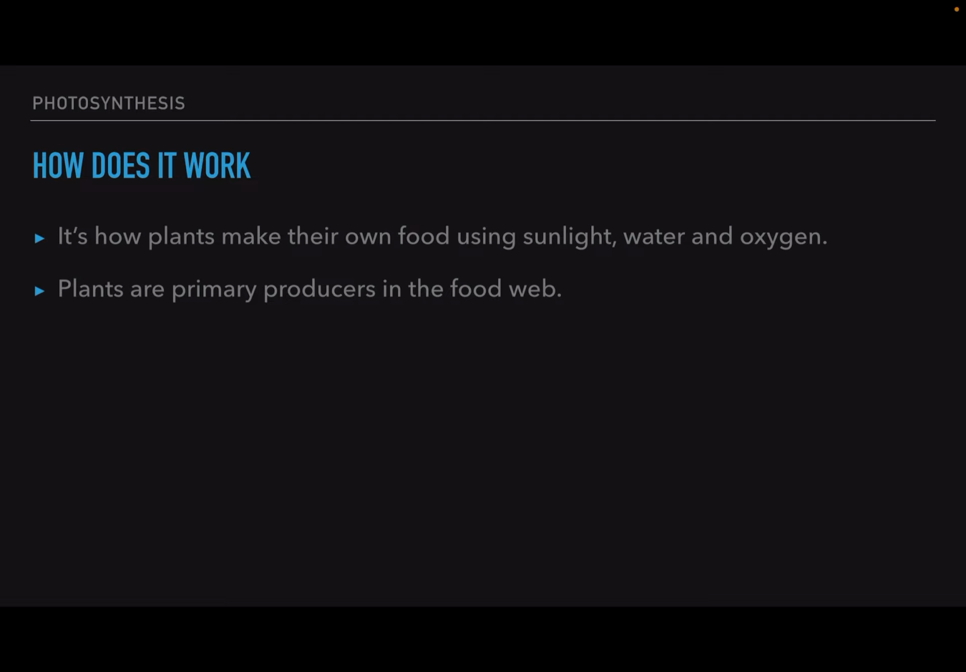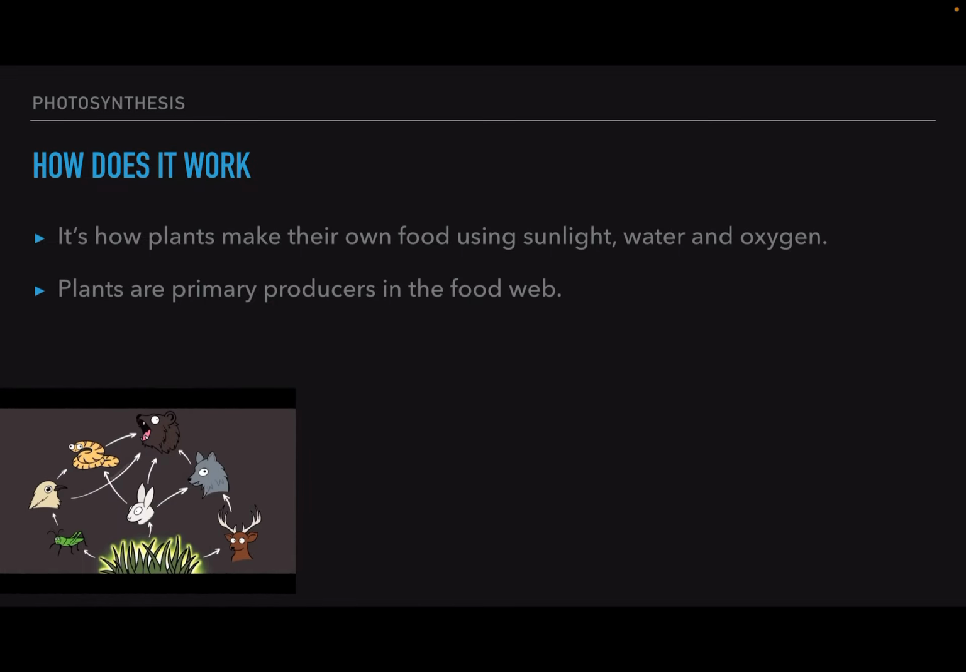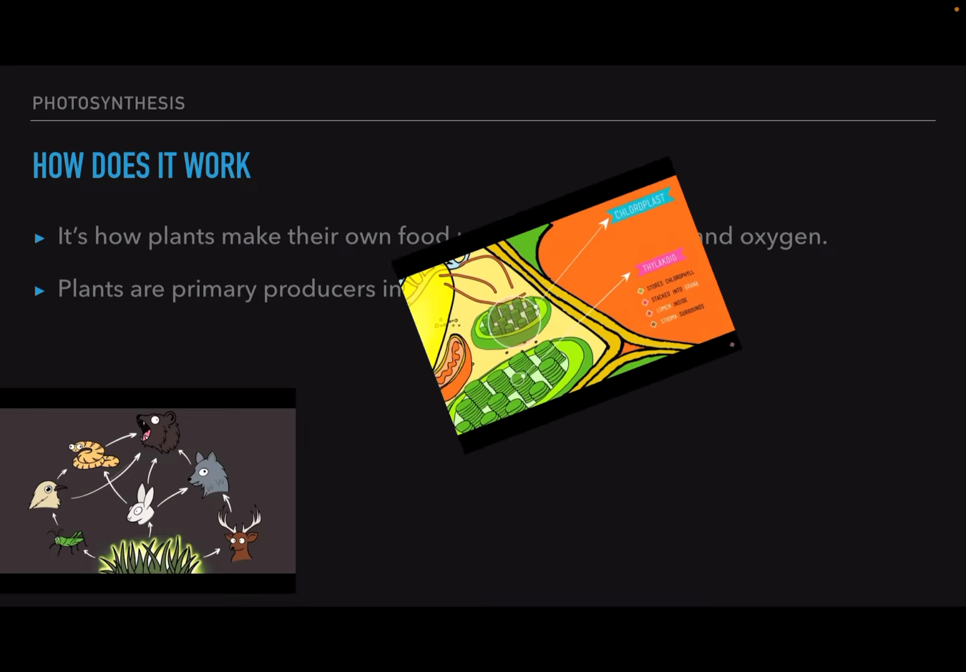Also, plants. This is essential, but not in most textbooks. Plants are primary producers in the food web. Here we go. This is one of Amoeba Sisters' things. See? They are primary producers. Grasshoppers, deer, rabbits feed on them. And the grasshopper gets eaten by birds, which get eaten by snakes. And bears are ultimately poached by us. So we are the recipient of them all.